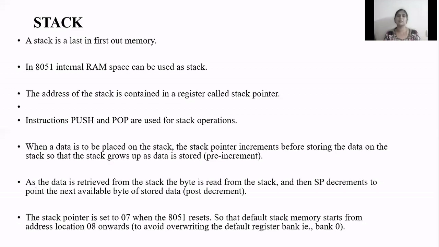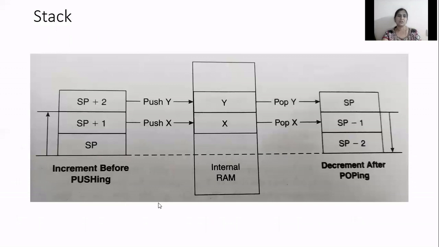So initially the stack pointer is at 07, and then when I say push, the first push operation, the stack pointer becomes 08, and then the data is pushed onto the stack memory location. So this is about the initial value of the stack pointer. If I see the diagram here, how does it work?